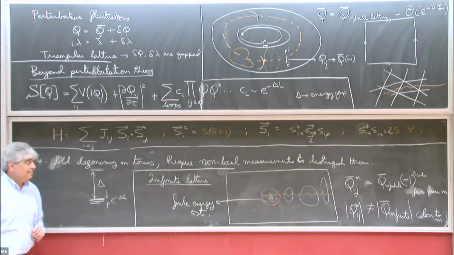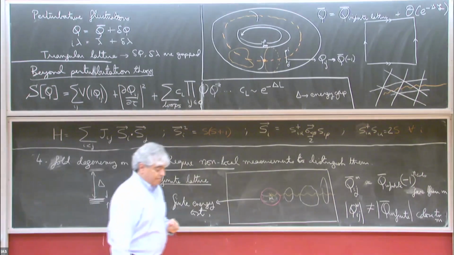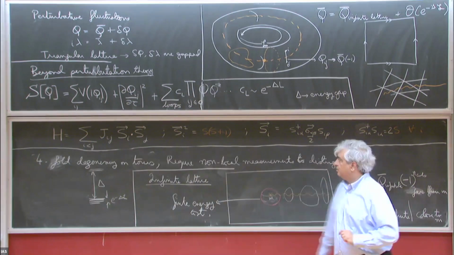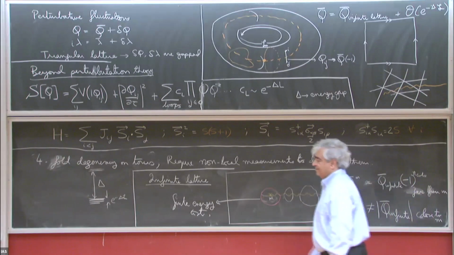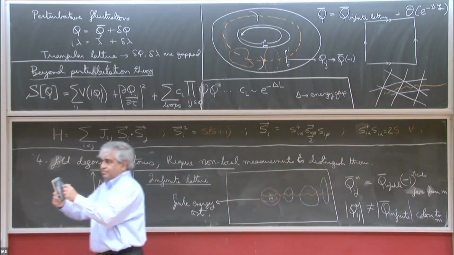Yes. Do numerics show how big is the region where Q is very small? I guess it's of order 1 over delta. Yeah. So the bigger the gap, the smaller the region. Yeah.